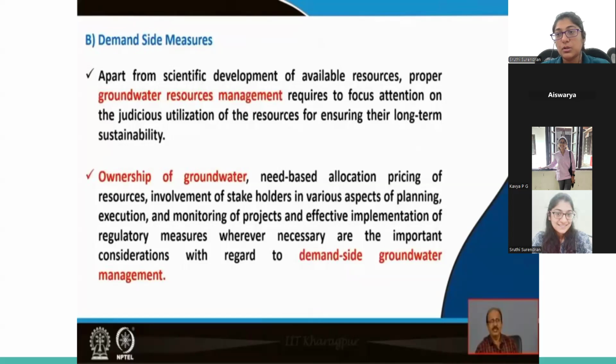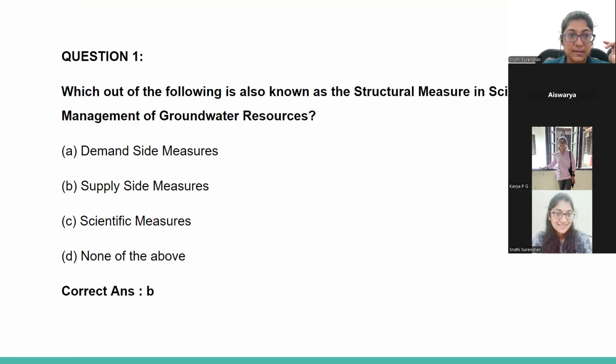Now, there are two categorizations of scientific management of groundwater resources. One is the supply side management, and the other is the measures taken to see how the demand factor of the groundwater resources is managed. So the question was, which out of the following is also known as a structural measure? Again, the supply side measures are also called structural measures. So option B will be the correct answer for this question.